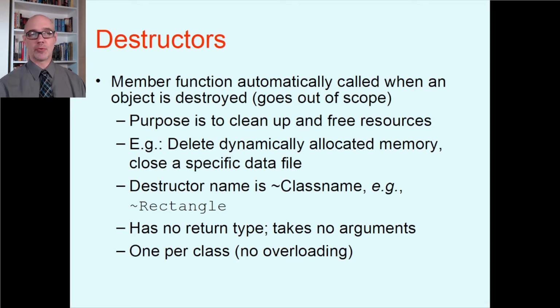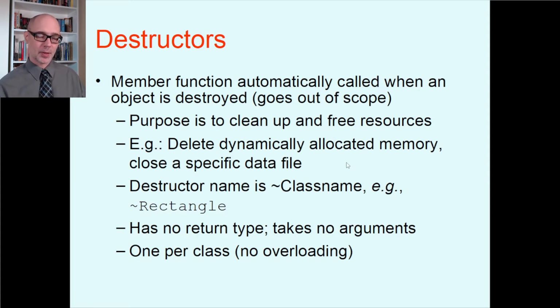So remember, if you're working in a function and you make some local variables, or structs or objects, when the function ends, all that local stuff is scrubbed out of the memory system. That's what we mean by going out of scope. When an object goes out of scope, the destructor automatically gets called. You can't avoid it. The purpose of that is to clean up and free resources.